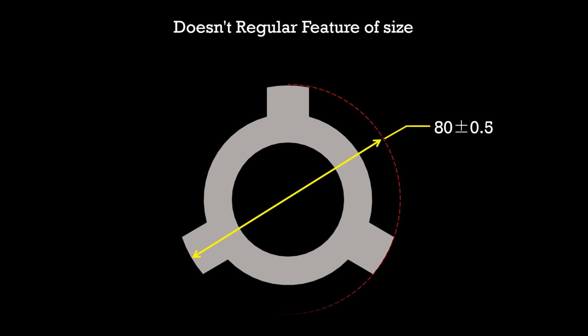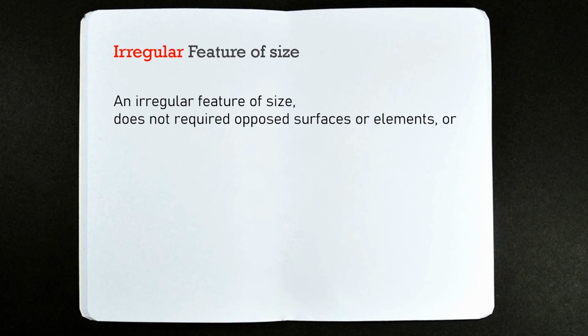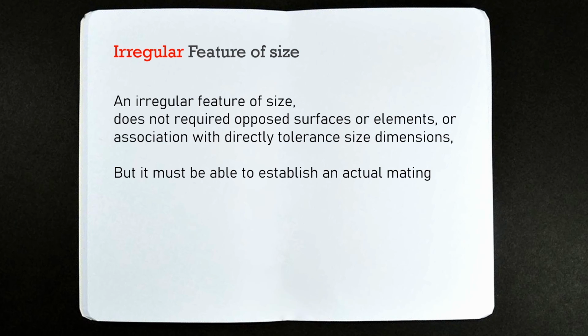The outer diameter 80 plus minus 0.5 mm is not a regular feature of size because it doesn't have opposed parallel surfaces, and this is not completely cylindrical. But these are all irregular features of size. An irregular feature of size does not require opposed surfaces or elements or association with a direct tolerance size dimension, but it must be able to establish an actual mating envelope.